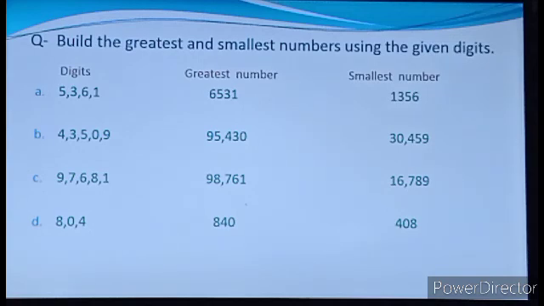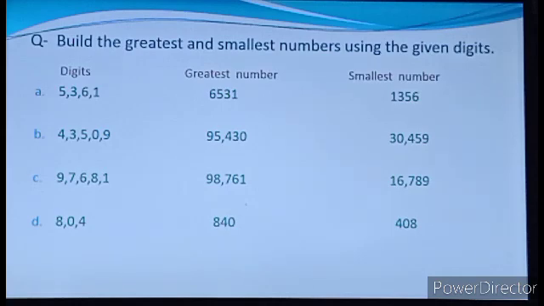first place. Okay, now the third one is 9, 7, 6, 8, 1. These digits are given. For the greatest number, we start from the greater digit: 9, 8, 7, 6 and 1. So the number is 98,761. And the smallest number, start from the smaller digit: 1, 6, 7, 8, 9. So the number becomes 16,789.